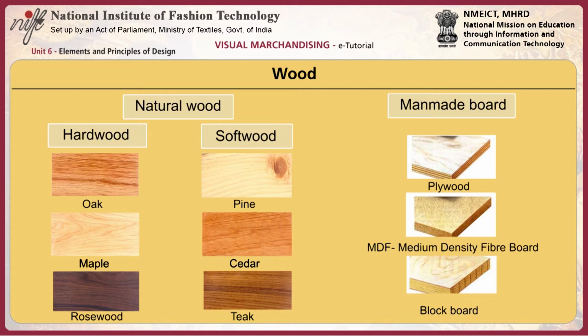Softwood comes from trees that are coniferous or gymnosperms. These cone-bearing trees have seeds that are uncovered and fall from the tree to the ground. They are evergreen trees. Some common examples are fir, pine, cedar, redwood, hemlock and spruce.